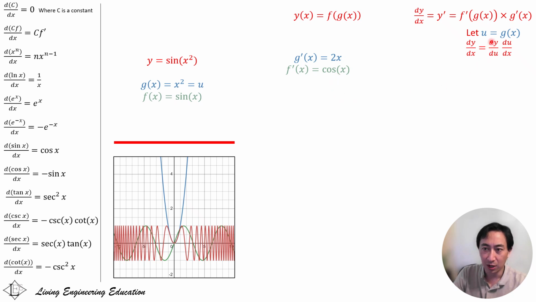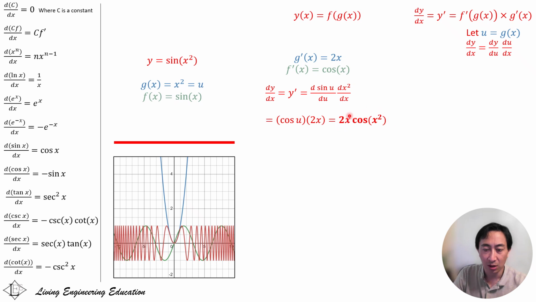And then I can apply either this form or this form. So d sine u du is looking at this as dy du, where u is x squared, and then du dx is dx squared dx, because that's u. The derivative of sine, we saw earlier, is cosine, so cosine u. Then I substitute u with x squared, so cosine x squared times dx squared dx, which is just 2x. So the graph of this is interesting.